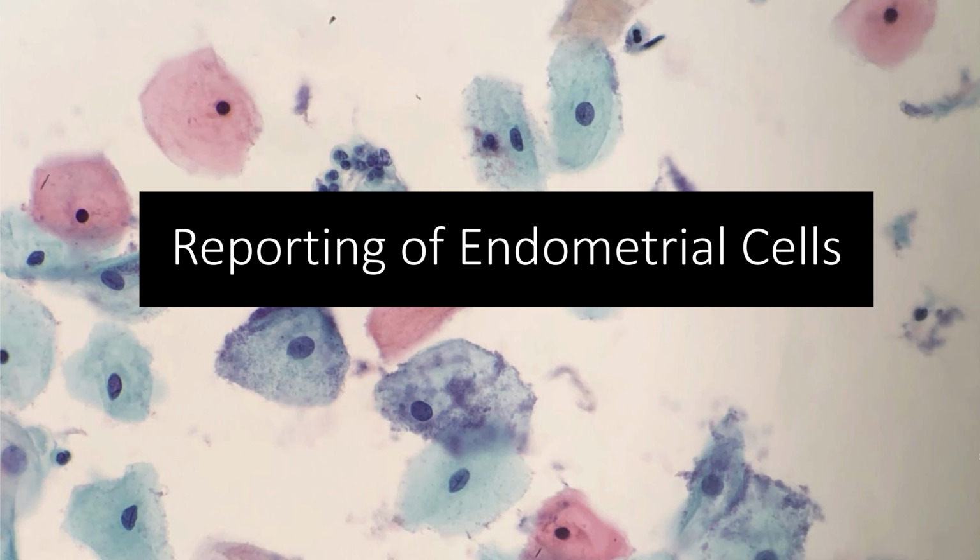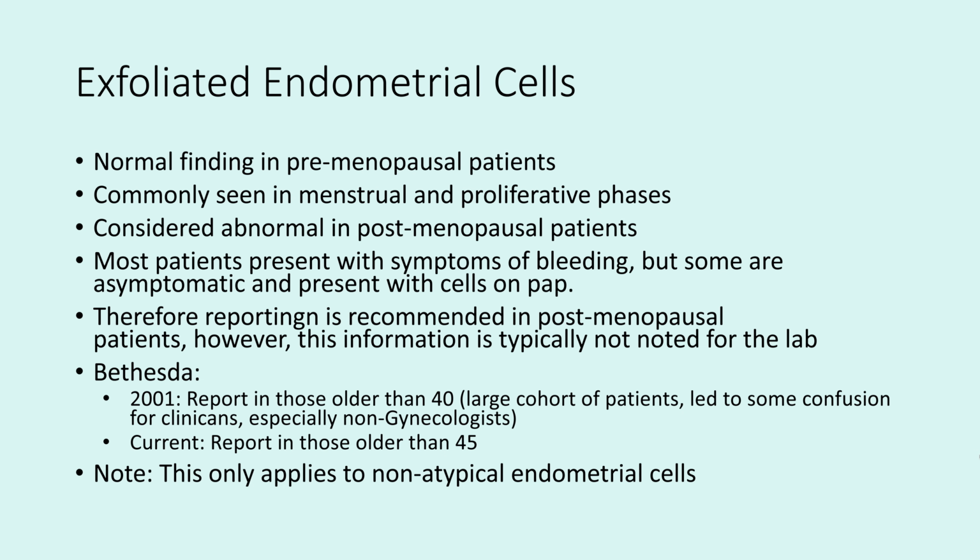So our final topic today is reporting of endometrial cells. This is a normal finding in premenopausal patients, and it's commonly seen in menstrual and proliferative phases. It's considered abnormal in postmenopausal patients. Most patients with abnormal uterine findings, which would be hyperplasia or endometrial cancer, will present with symptoms of endometrial bleeding. Some of these patients are actually asymptomatic and present on pap smear.